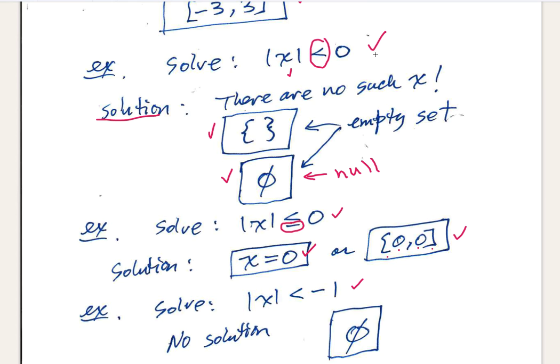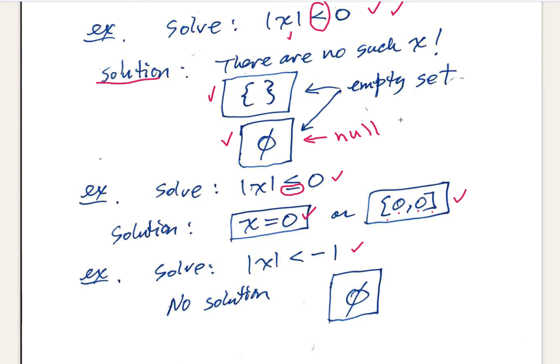That's even worse than this case up here, because here, remember, the absolute value of x for all real x is greater than or equal to 0. How could it be less than a negative number? It couldn't. So no solution, so we write just the null set there.